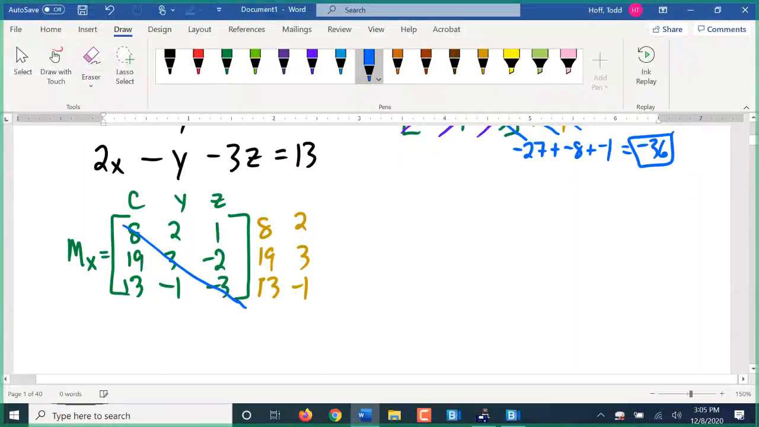8 times 3 times -3 is -72. 2 times -2 times 13 is -52. And 1 times 1 times 19 times -1 is -19. Which comes out to be -143, I believe, as our down diagonal product.